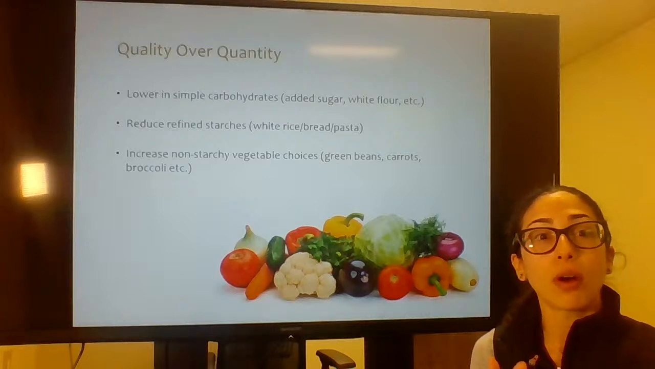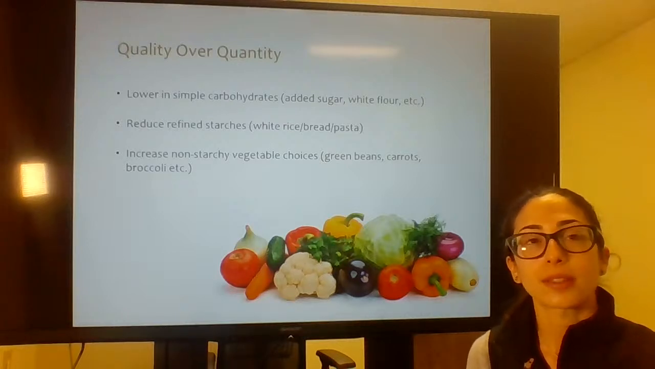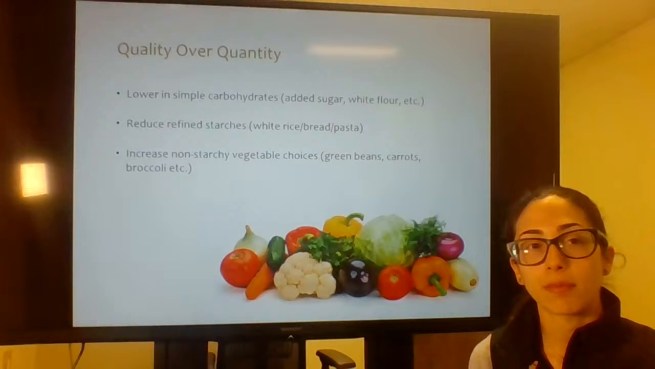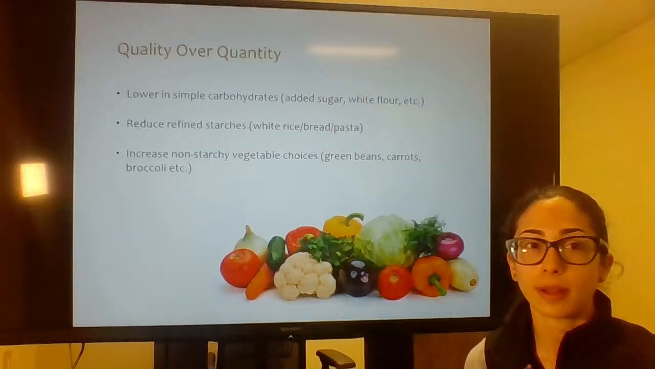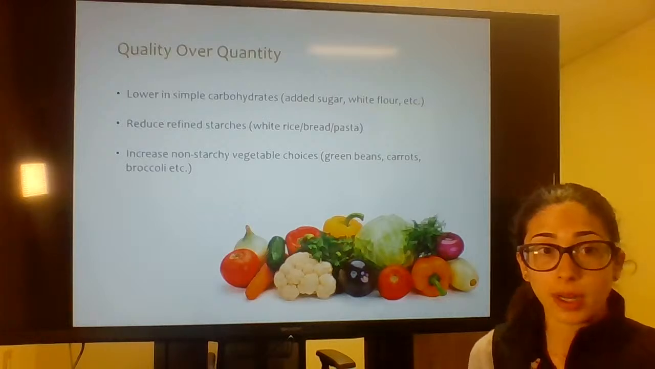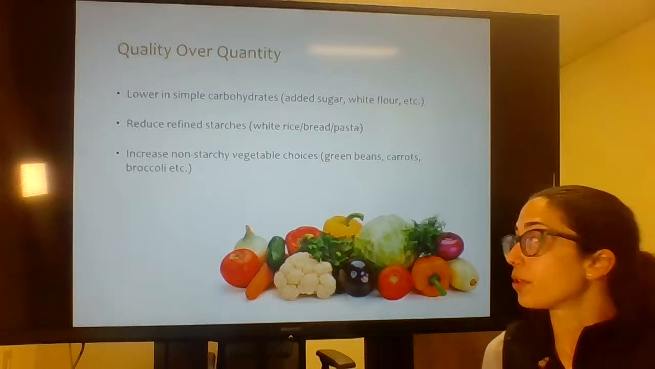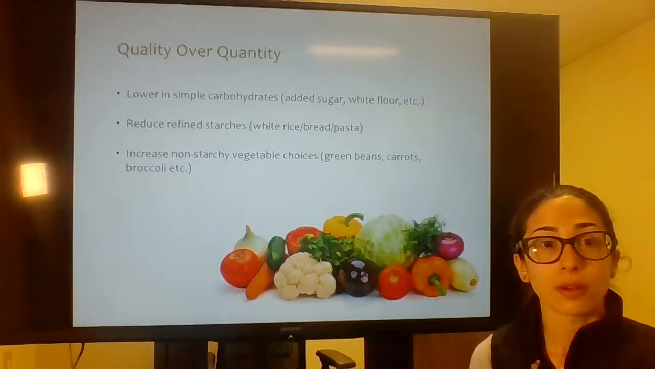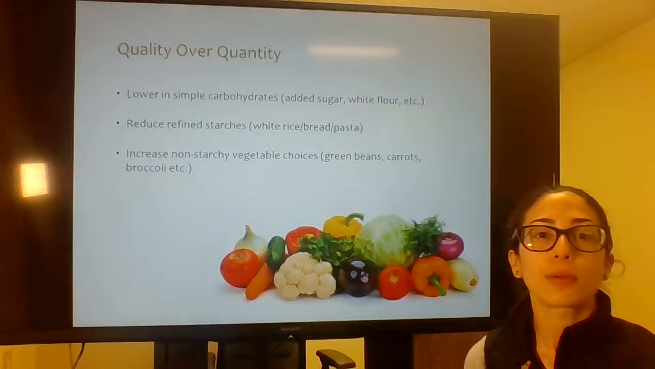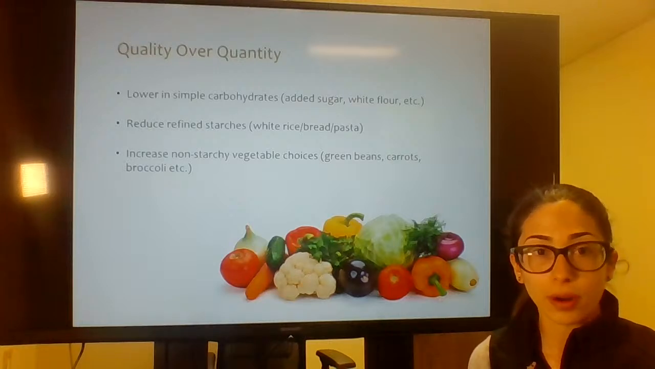When you think about a whole grain, for example, that's going to have the fiber content in it. It's going to have more nutrition in it as well. The best sources of complex carbohydrates are going to be your beans, legumes, your non-starchy vegetables, your fruits. So those are the ones that we are going to encourage you to consume more of.